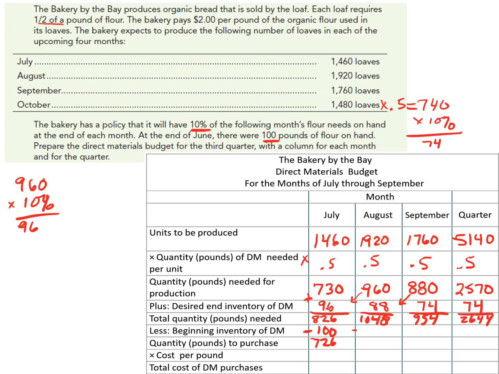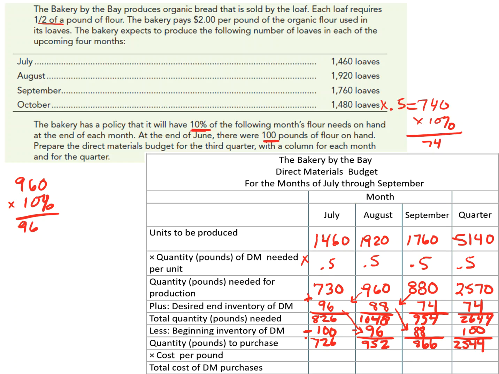Remember, my previous month's ending inventory will become my beginning inventory of the following month. So 88 will become my beginning inventory for September, since it was my ending inventory for August. And now we can again do the math. It means I need 952 if I take 1048 minus 96, and 954 minus 88 is 866. And then we started the quarter with 100 pounds on hand. It's 2544. Okay, we're getting close.